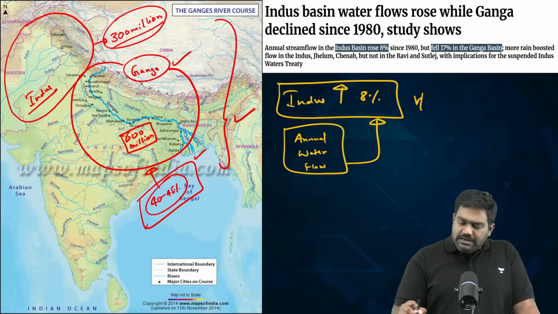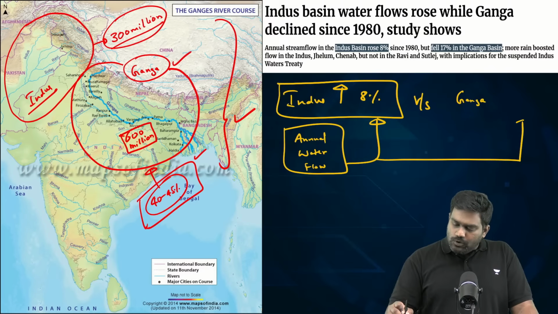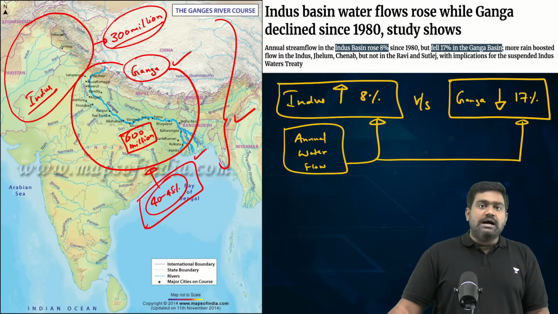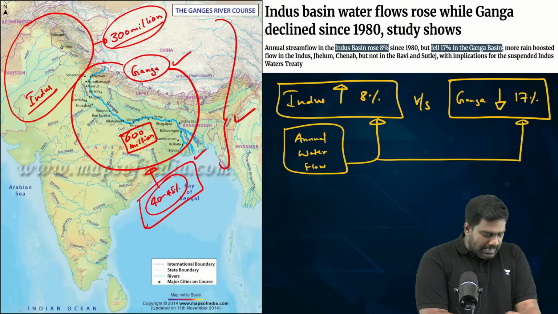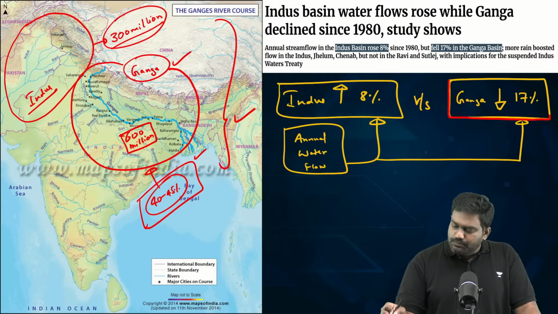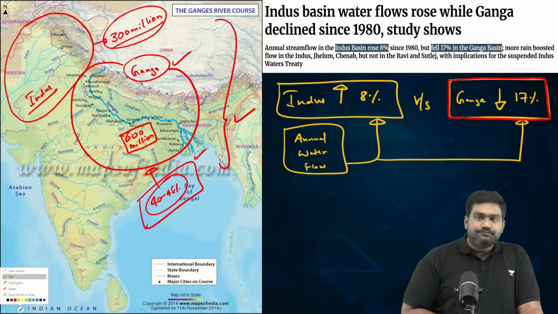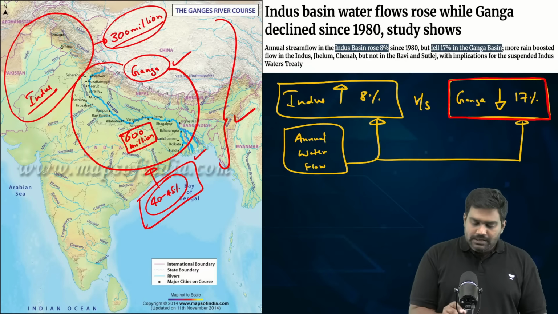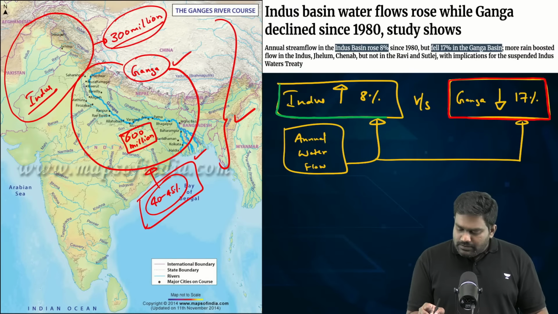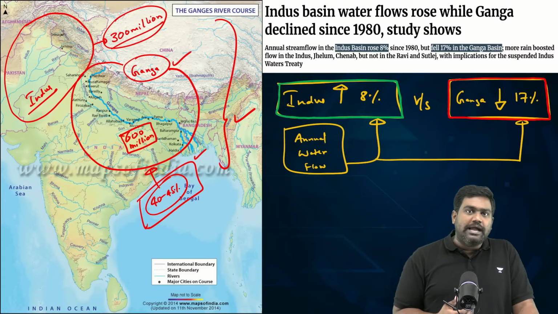In comparison, in the Ganga River Basin, the annual water flow has reduced by an alarming 17%. This reduction of around 17% in the annual water flow is a very big red flag, given the number of people dependent on it, a major cause for concern. Then in the Indus basin, you see an improvement, an increase in water flow by around 8%.